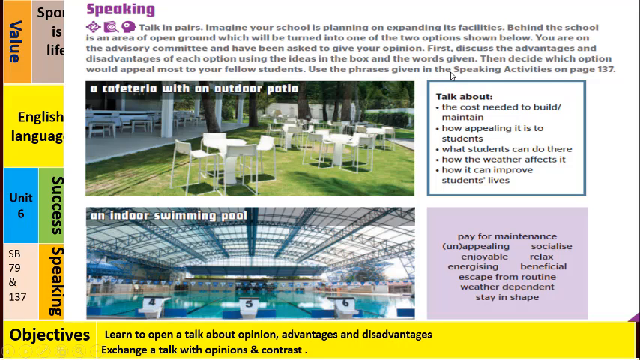Use the phrases given in the speaking activities on page 137. The two options given are as follows. The first, a cafeteria with an outdoor patio, and the second is an indoor swimming pool. You can talk about the cost needed to build and to maintain any of the two projects.